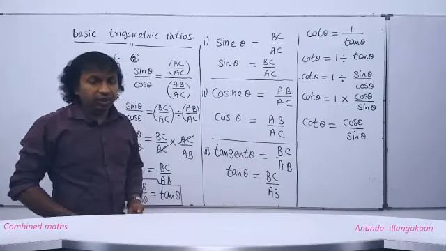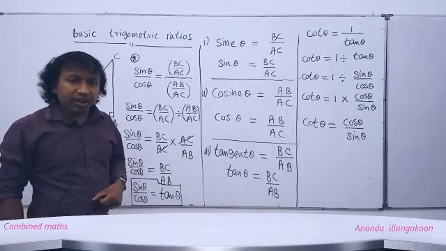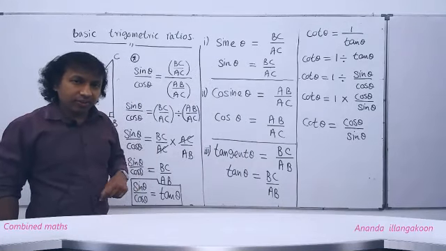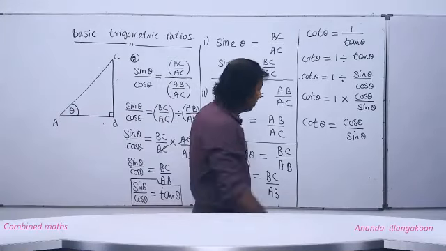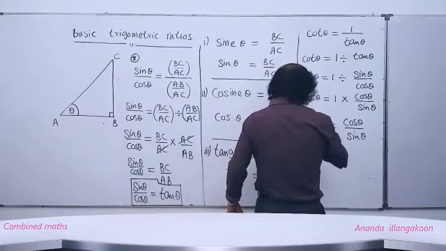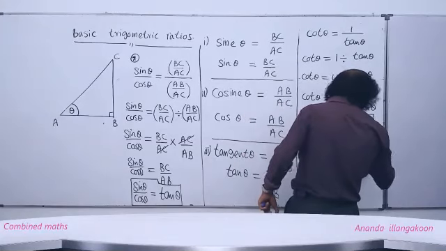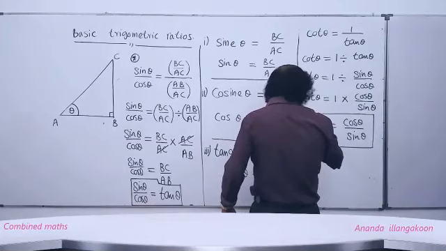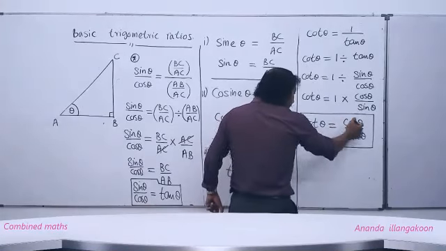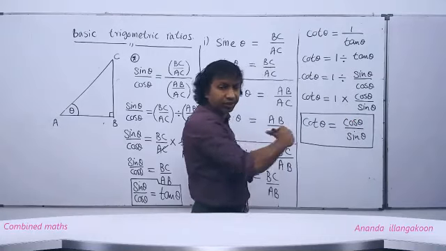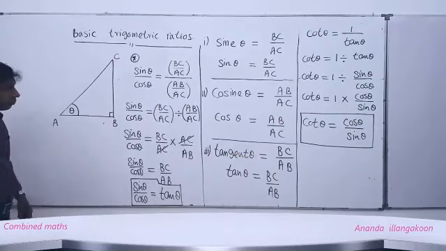Cos by sine is cot. Then you can very easily remember tan. It is the other way around, no? Sine by cos. Understood, right? So these are the basic things that we should understand. Cot theta is cos theta by sine theta, or cos theta by sine theta is equal to cot theta. Both directions we can consider that, right? Okay.